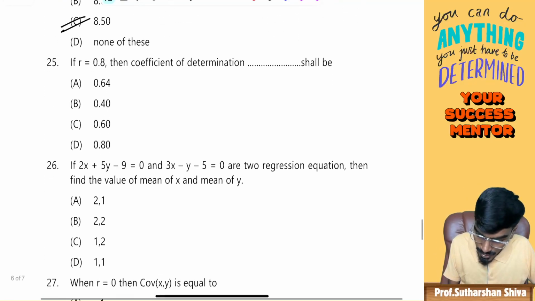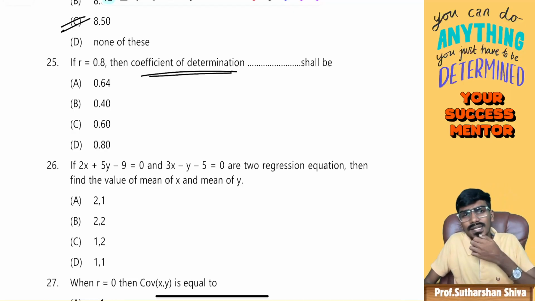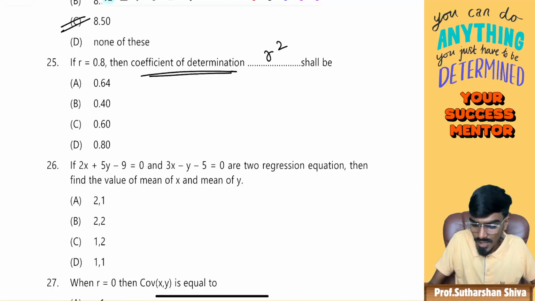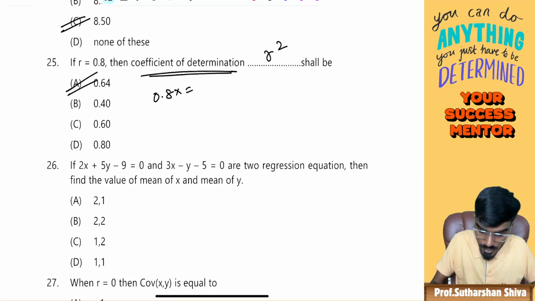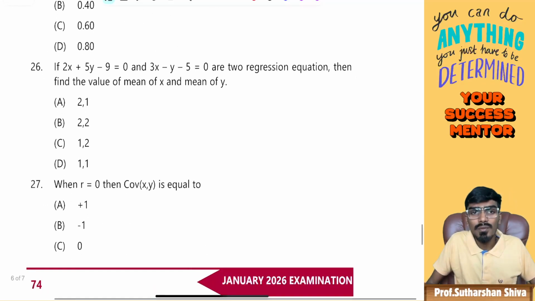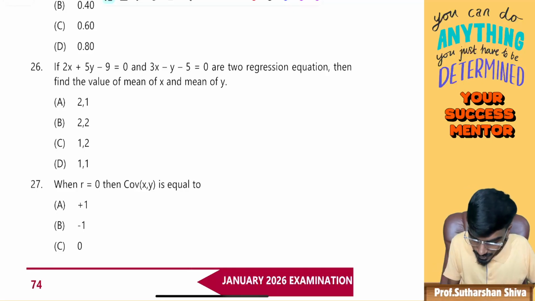R is equal to 0.8. What is the coefficient of determination? Coefficient of determination is nothing but R square. So 0.8 into 0.8 equal to 0.64. 2x plus 5y minus 9 equal to 0 and 3x minus y minus 5 equal to 0 are the two regression equations. Then find the value of the mean of x and mean of y. So they are asking basically x bar and y bar.